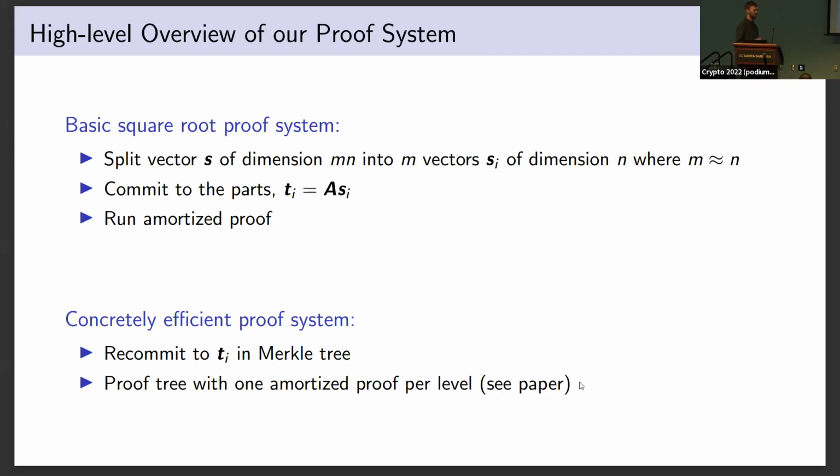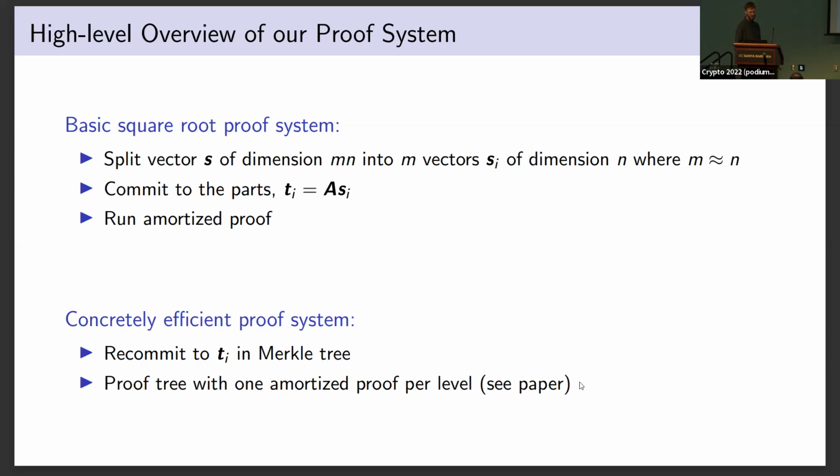So we can just run this amortized proof. As I explained, of course, in the lattice world, 90% of the work is finding parameters and optimizing the techniques and so on. But this gives a square root proof system. The problem is that it will not be very concretely interesting, because the proof size will still be relatively big.